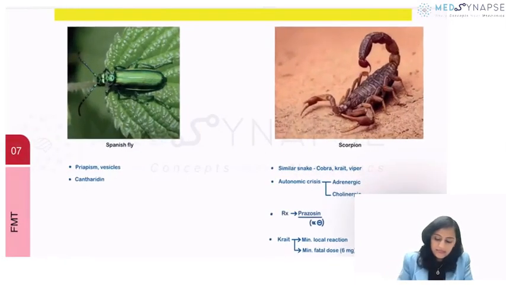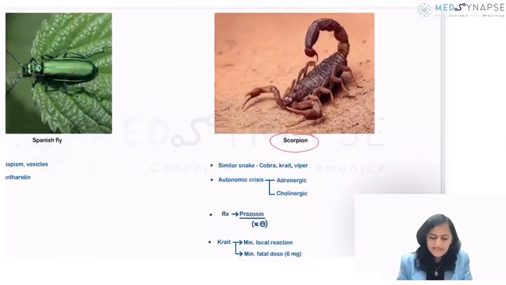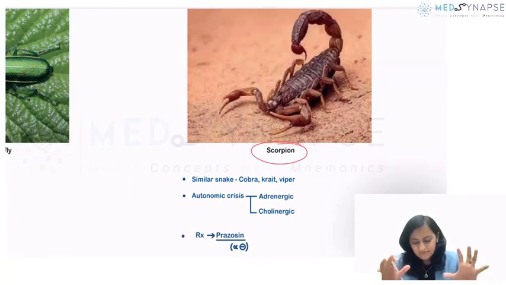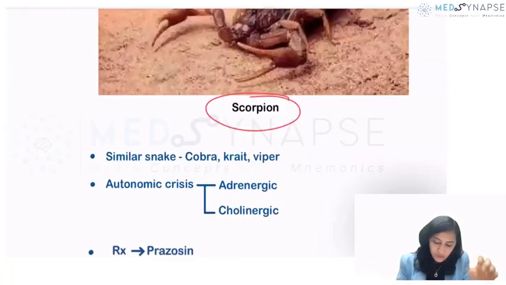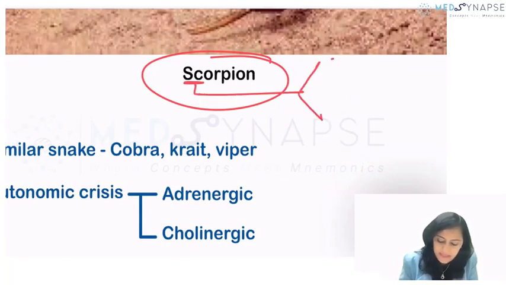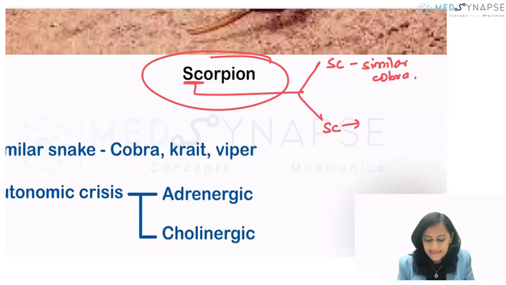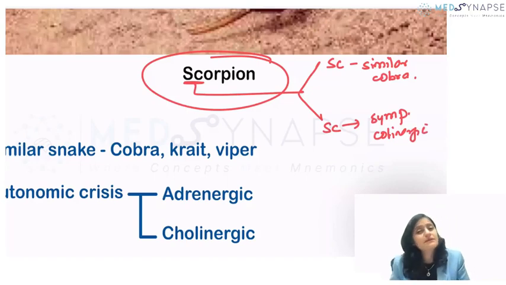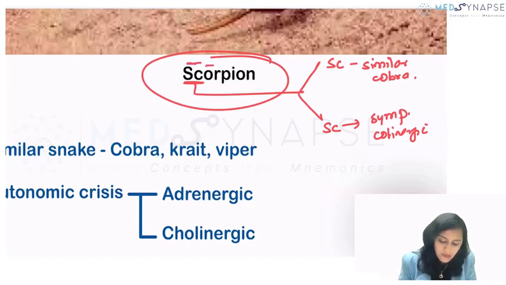The next one, scorpion, is something which is asked so frequently in exam. So remember, scorpion is similar to cobra. Remember this as SC in scorpion. What is the SC in scorpion? It is similar to cobra, that means similar to snake bite. SC means sympathetic and cholinergic. There can be a sympathetic crisis, there can be a cholinergic crisis. So sympathetic and cholinergic overreactivity in scorpion.